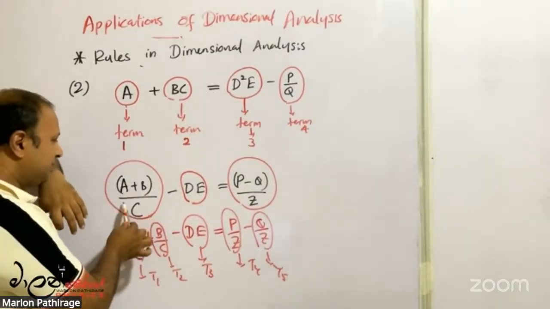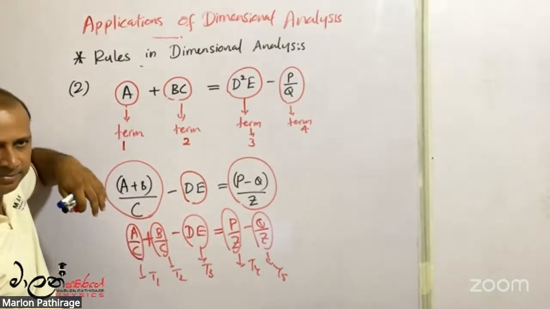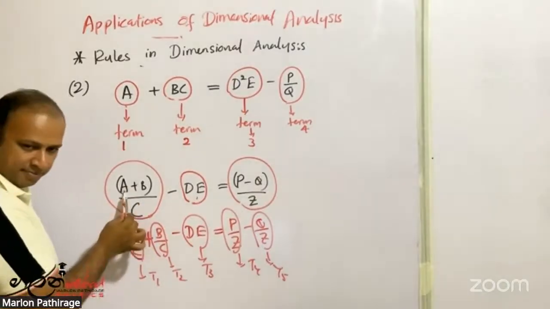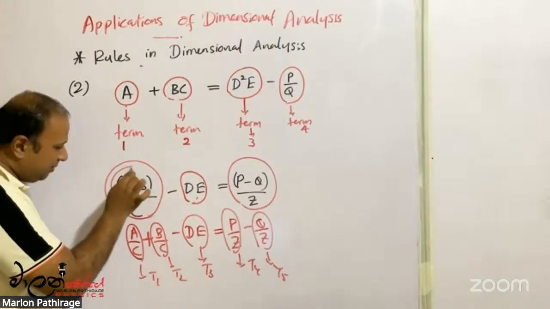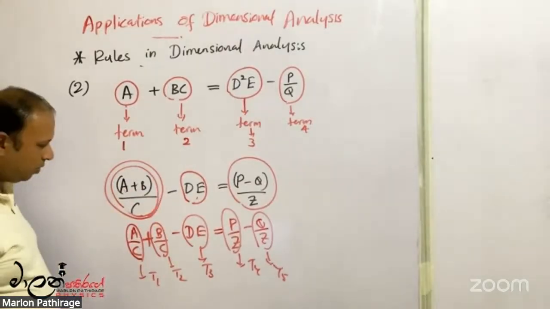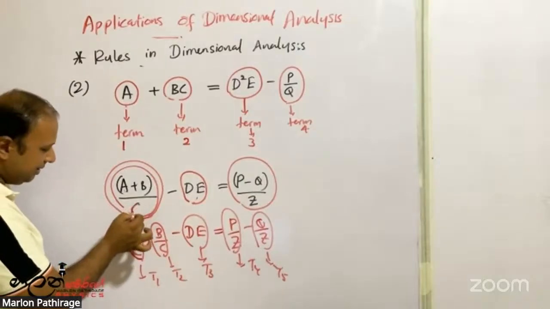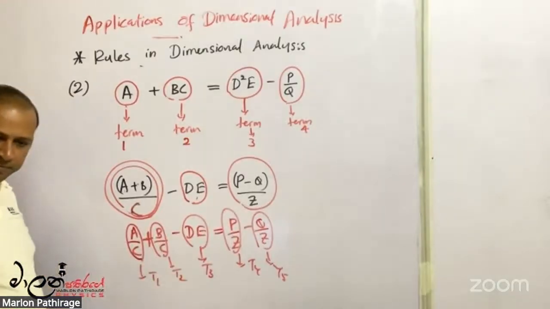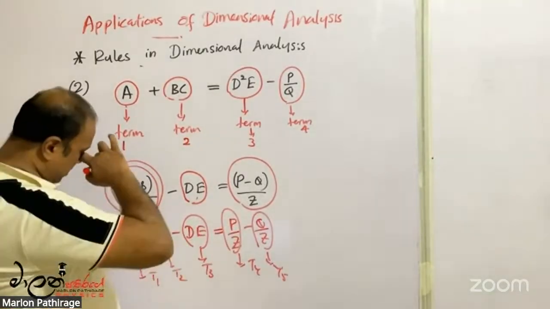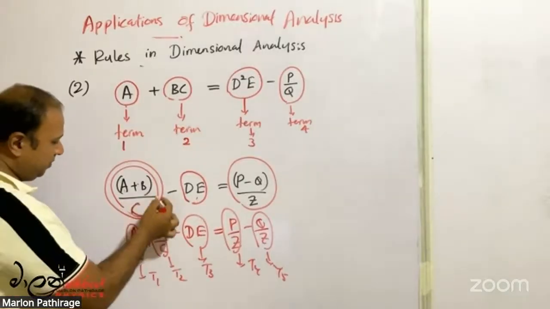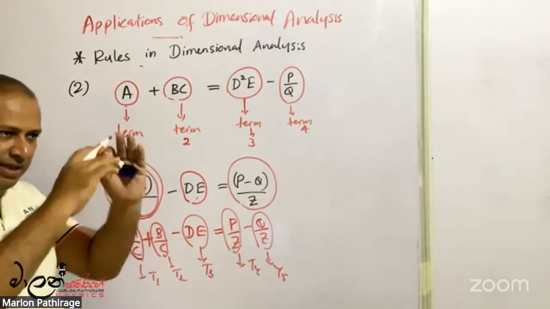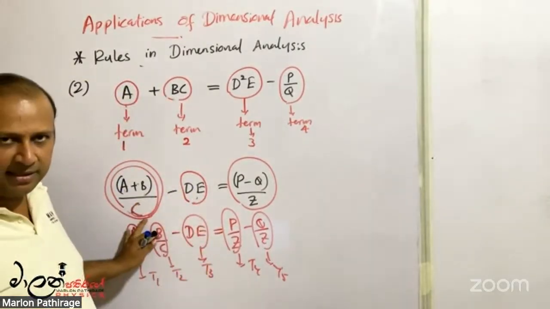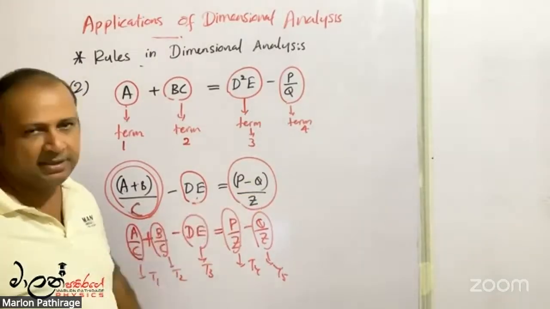Therefore, you can consider this one as a single term, this one as a single term, this one as a single term, because there is a multiplication and division on it. Make an entire term. Or else, you can consider this one separately. Therefore, you can think A plus B over C. A plus B over C means that is the entire division here. Therefore, this one has a single term, this one has a single term, this one has a single term.